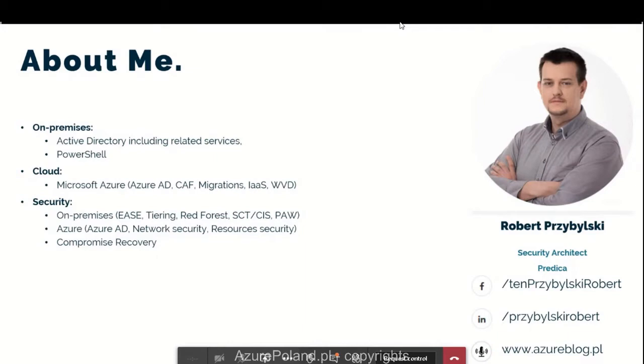This means on-premise security, like hardening, Red Forest, tiering, and so on, then Azure and the M365 implementation, and of course, compromise recovery as an additional point. If you don't know what compromise recovery is, soon I will create a blog article about it, so you will be able to find it there.